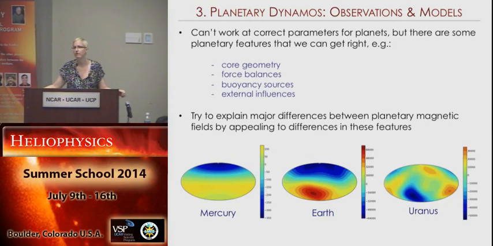Mercury is so close to the sun, and its magnetic field is so weak, that magnetospheric fields and current systems can actually generate magnetic fields that might influence what's happening in the core. So these sorts of things we can model.